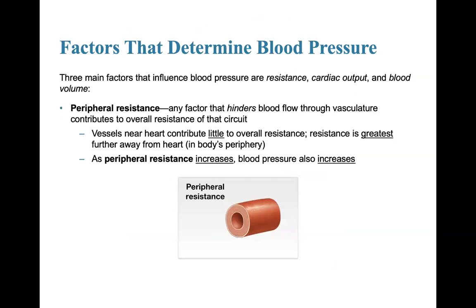Okay, so some factors that can determine blood pressure. There are 3 main factors that can influence blood pressure: resistance, cardiac output, and blood volume. Peripheral resistance is any factor that hinders blood flow through the vasculature. This contributes to the overall resistance of that circuit. Vessels near the heart contribute little to overall resistance, and the resistance is greatest further away from the heart, for example, in the body's periphery. As peripheral resistance increases, blood pressure will also increase.